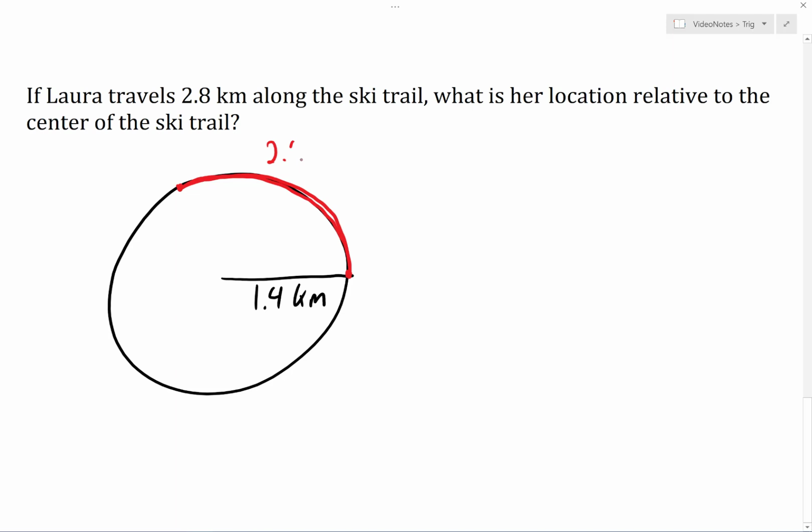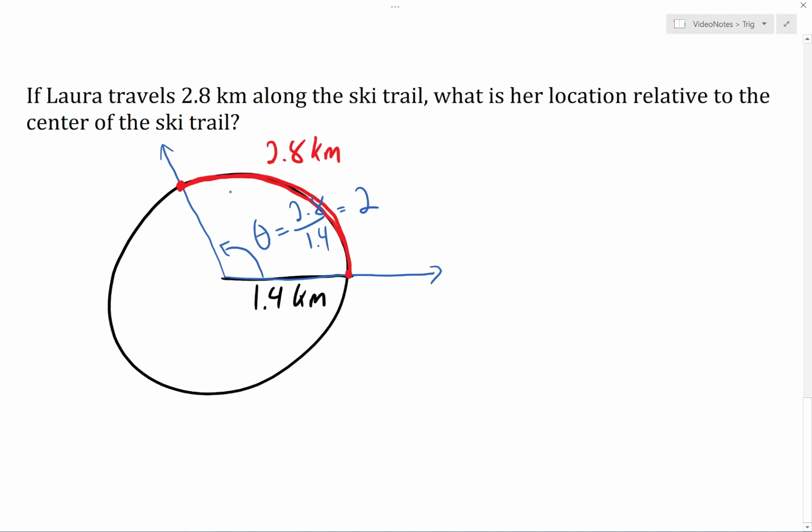So that's about 2.8 kilometers. And then she stops at some location up there. Again, we imagine drawing in our angle that she sweeps out. She starts at the 3 o'clock, ends up here, and so she sweeps out some number of radians, theta. We're not told how many radians she sweeps out, but she subtends an arc that's 2.8 kilometers long along a circle that has a radius of 1.4 kilometers. So this number of radians is 2.8 divided by 1.4, which is equal to 2. So she sweeps out 2 radians.